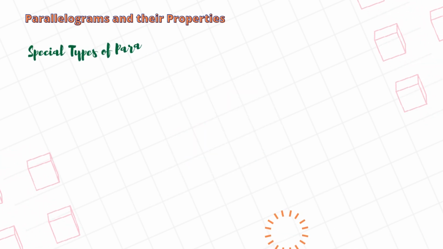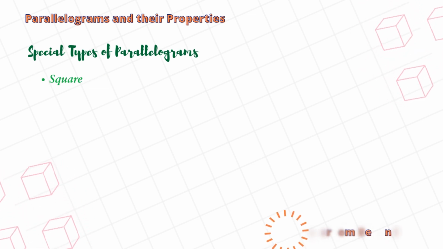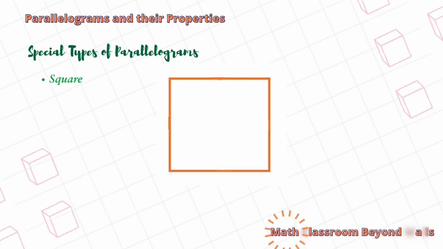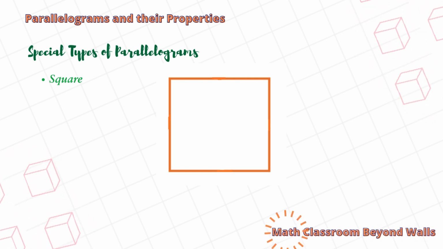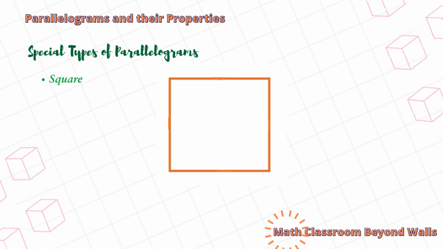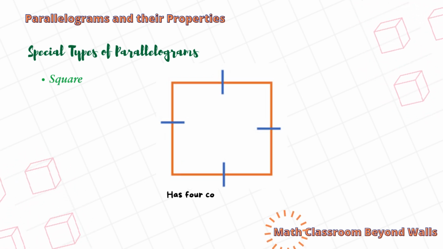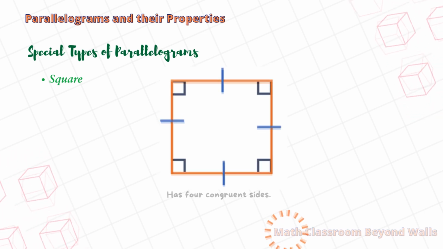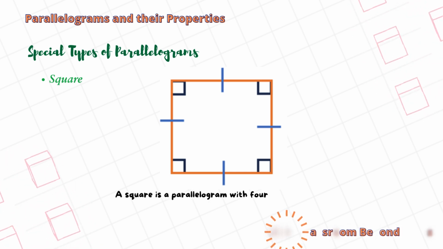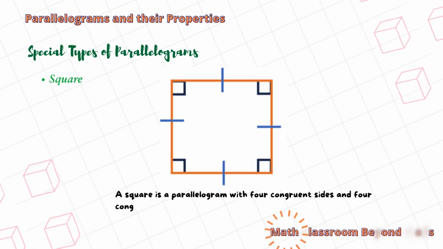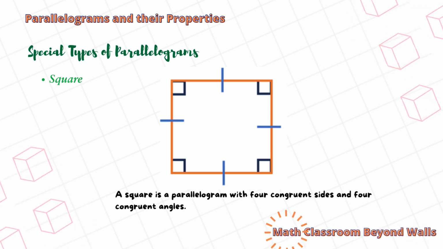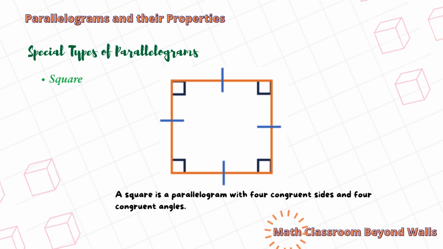Another special parallelogram is a square. A square has all the properties of a parallelogram, all the properties of a rectangle, and all the properties of a rhombus. A square is a parallelogram with four congruent sides and four right angles. Thus, we define a square as a parallelogram with four congruent sides and four congruent angles. Okay, so with those basic concepts about parallelograms, we are now ready to work on the sample problems that follow.